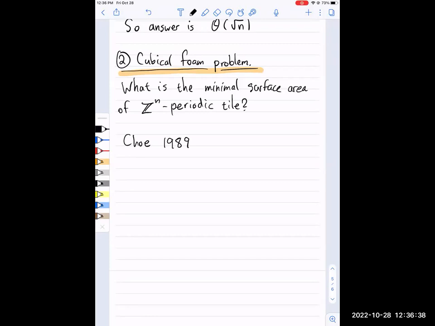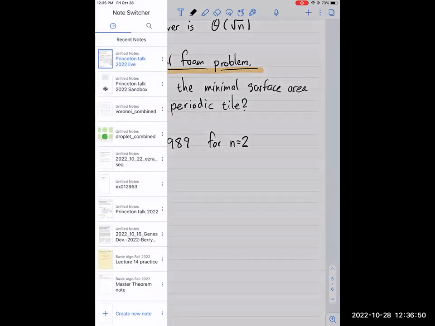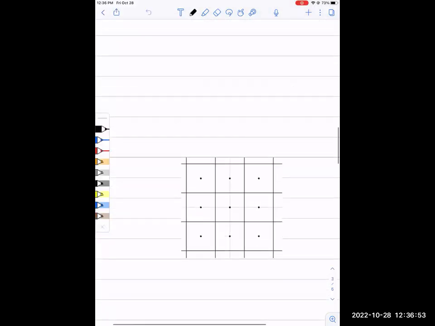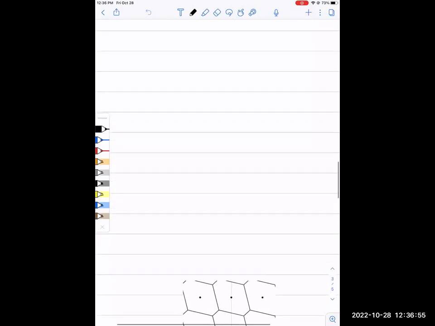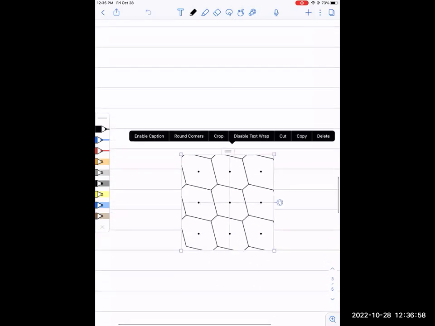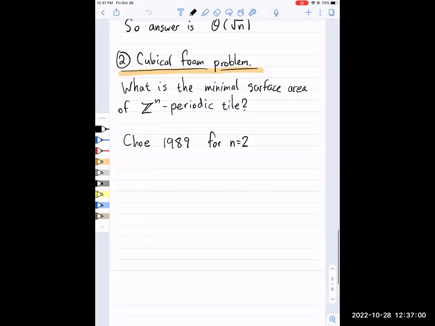This was first, or maybe it's already asked by Kelvin, but this was also looked at by Choi in 1989, and he found the optimal answer in 2 dimensions. I can show you, I have it here. What's special here is that the centers form the integer lattice. This is Z squared, just the integer points. But if you look at the surface area here, it's better than the square. Square would be the naive thing to do.